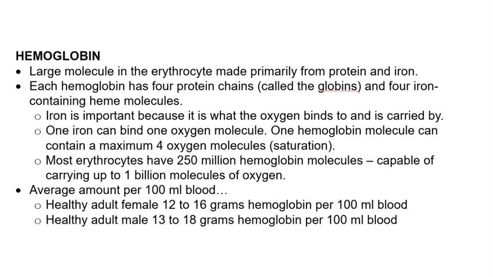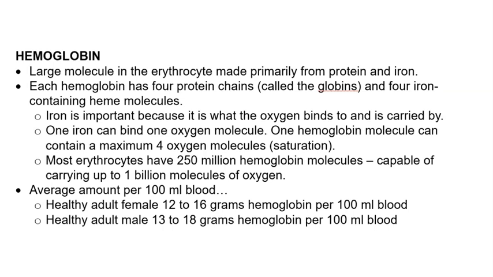Since there are 4 heme groups per hemoglobin molecule, a single hemoglobin can carry up to a maximum of 4 molecules of oxygen, a term that is referred to as saturation when all of the heme groups are carrying oxygen. But clinically, we typically measure the percent saturation, which is often called percent sats or simply sats. We measure the percent saturation of all of the hemoglobin molecules within the blood.